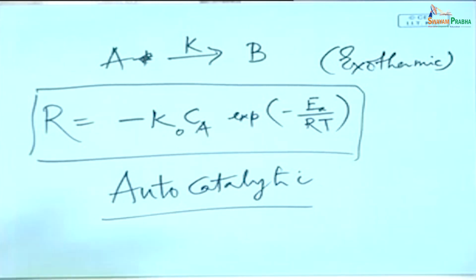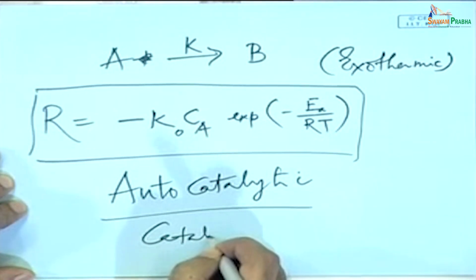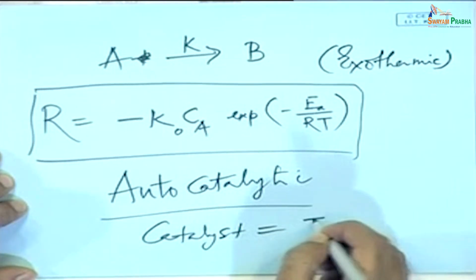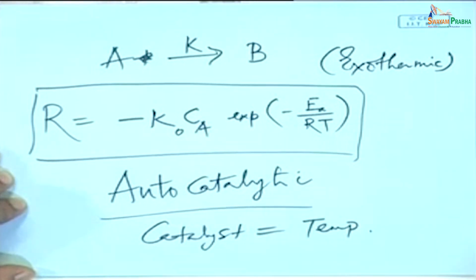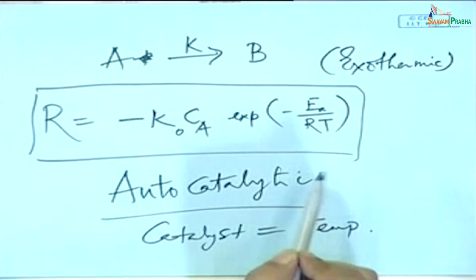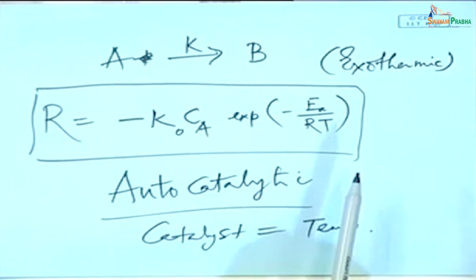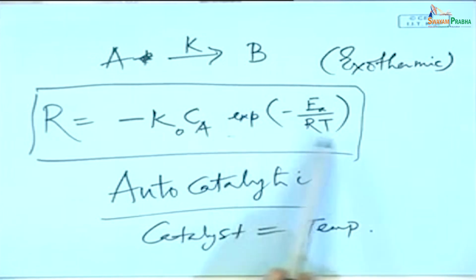Temperature is a catalyst here. Catalyst equals temperature. You see what I'm saying? Because this is exothermic, so heat is going to be generated. The more the heat is generated, the more the temperature is raised. More the temperature is raised, more this term goes up.